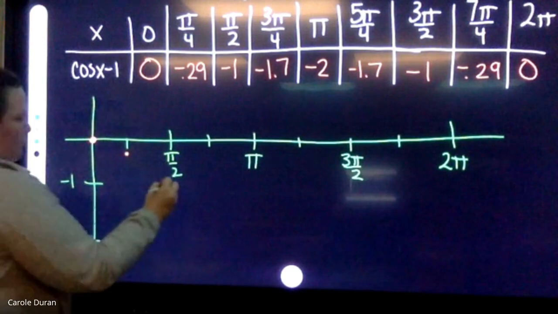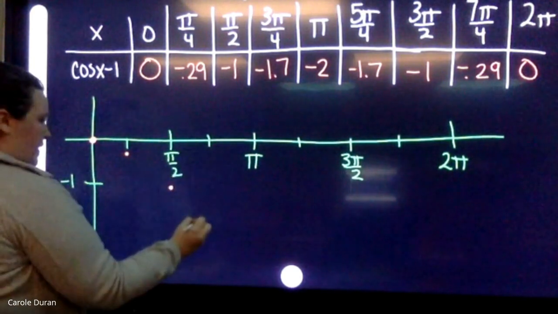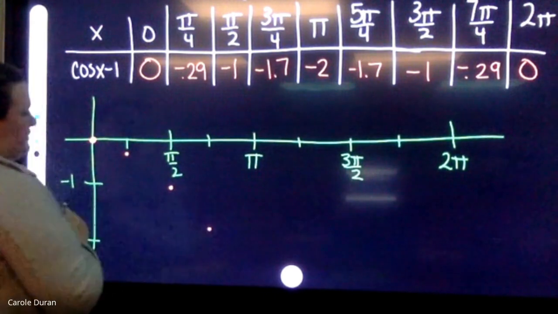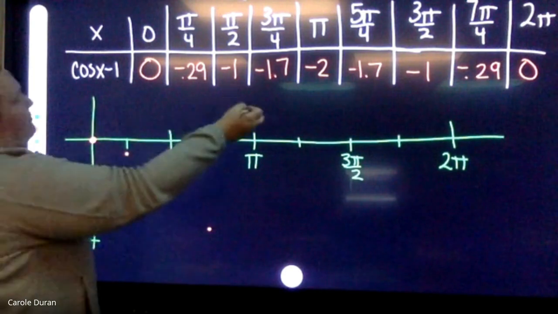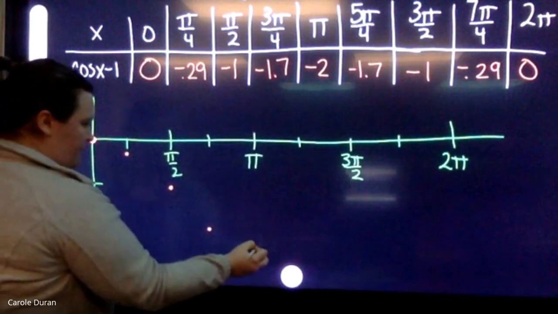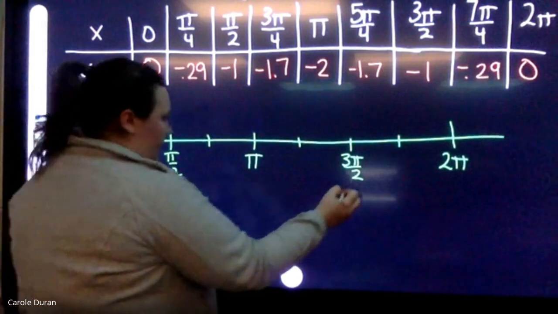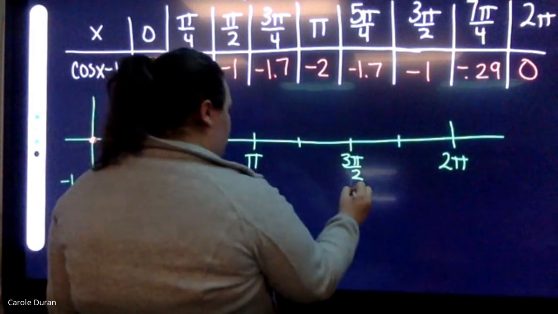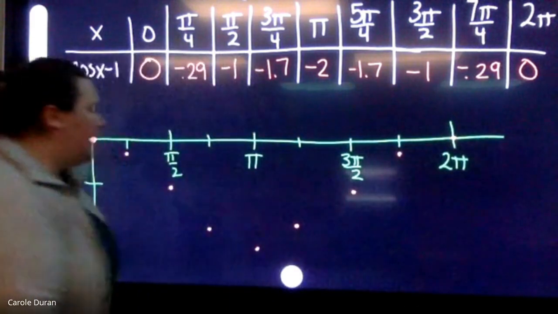Then I got negative 1 when I plugged in pi over 2. I got negative 1.7 when I plugged in 3 pi over 4. When I plugged in pi, I got negative 2. And then we start going back up using the same y values that I had before. This is not looking so pretty, but that's okay. And then we draw our graph.